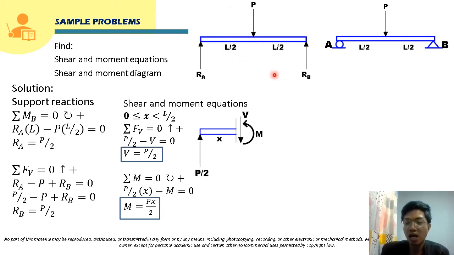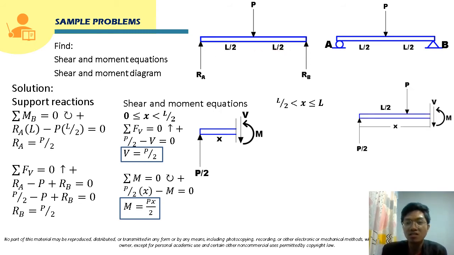Now, for the second segment, the second segment is from L over 2 to L, from here to here. We are going to cut the beam within the span of this segment, so we are going to cut it here. We can consider the left segment or the right segment. If we consider the left segment, the distance here is x from the left up to the section where we are going to cut. If you consider the right segment, the distance should be L minus x.